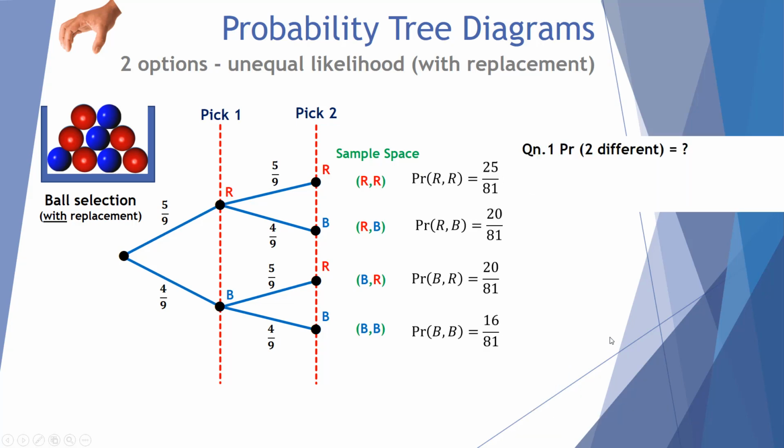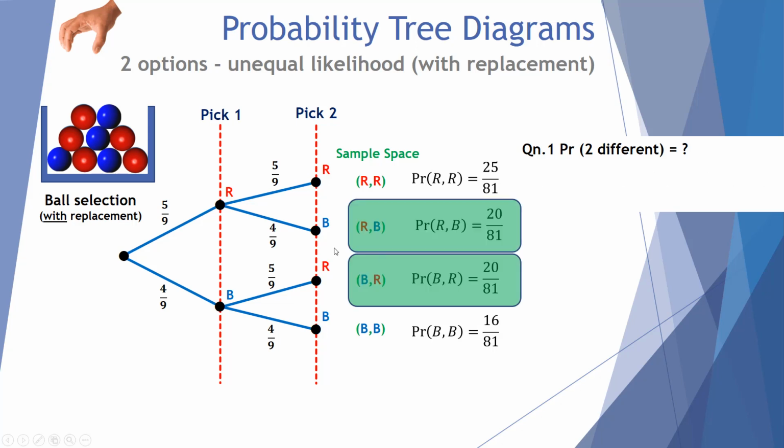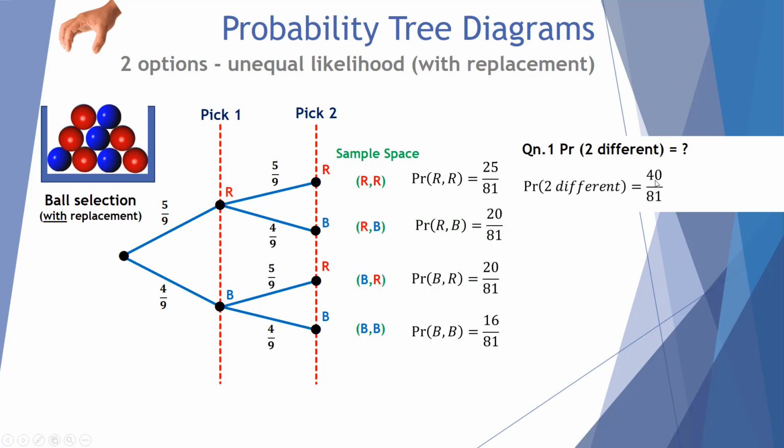Question 1. What's the probability of selecting 2 different coloured balls? So we could have picked a red and a blue, and we could have picked a blue and a red. When I add those 2 individual probabilities together, that gives me a probability of 40 over 81. So the probability of picking 2 different coloured balls out of 2 picks when I'm replacing these balls back after each selection is 40 out of 81.